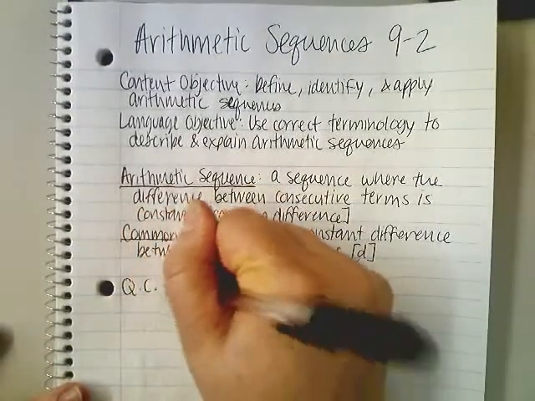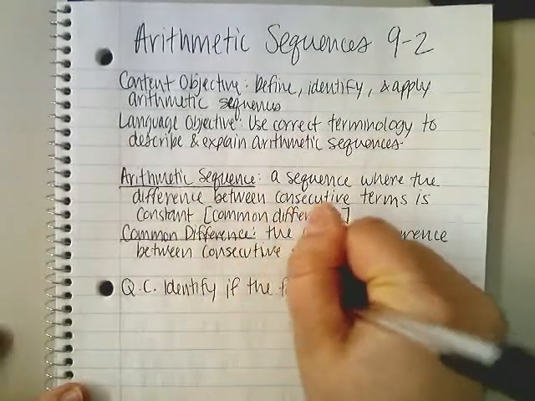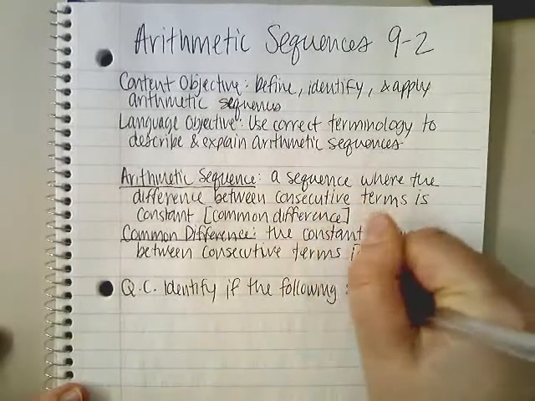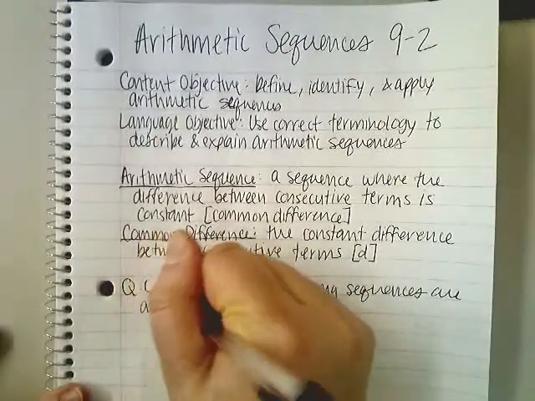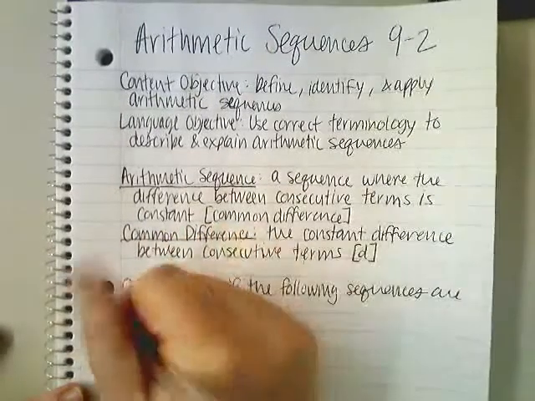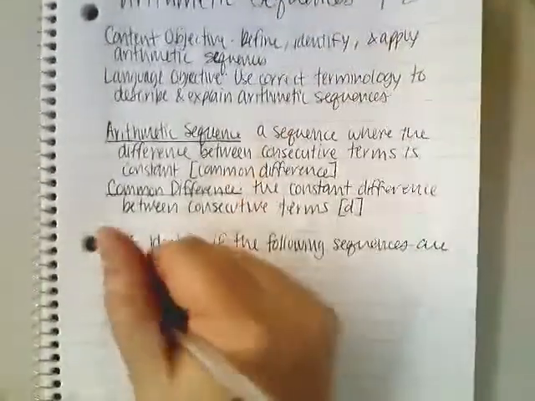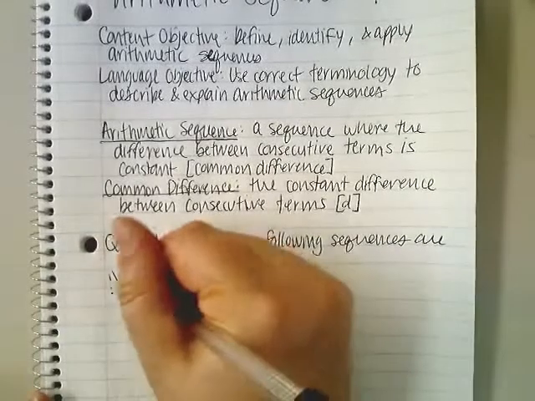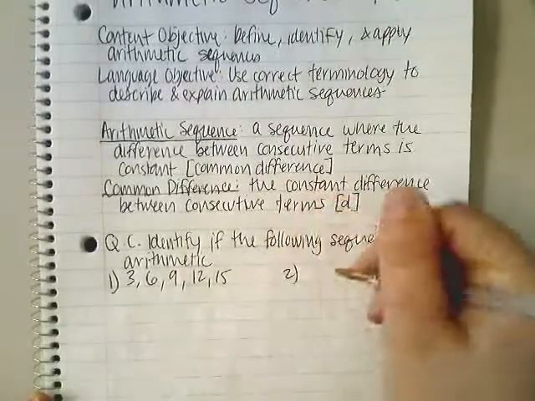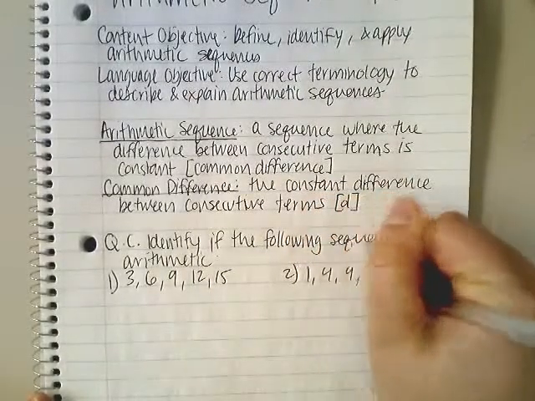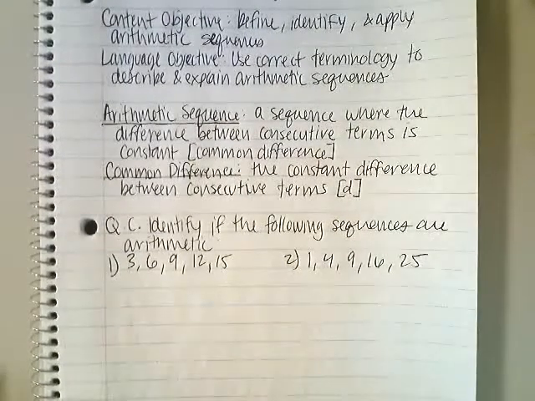So I want to do a quick check and make sure you can identify what kinds of sequences are arithmetic. I want you to identify if the following sequences are arithmetic. First one we have is 3, 6, 9, 12, 15. And the second one is 1, 4, 9, 16, 25. So try those out, see if you can identify it. I'm going to go over it now.